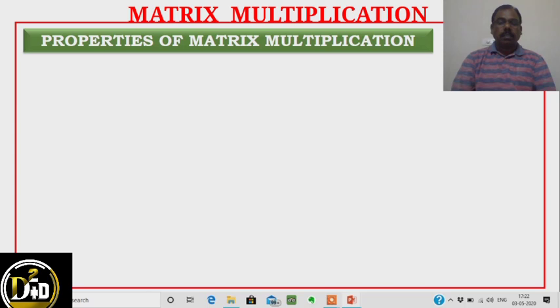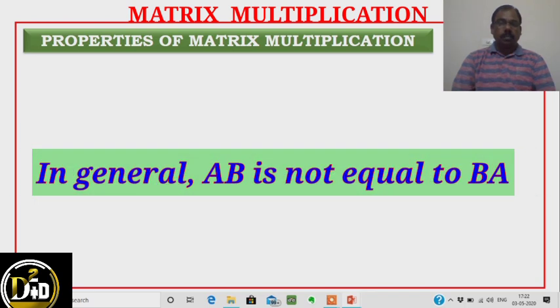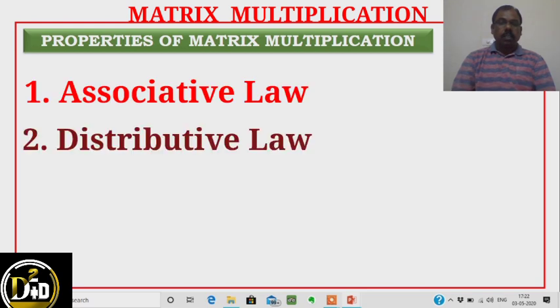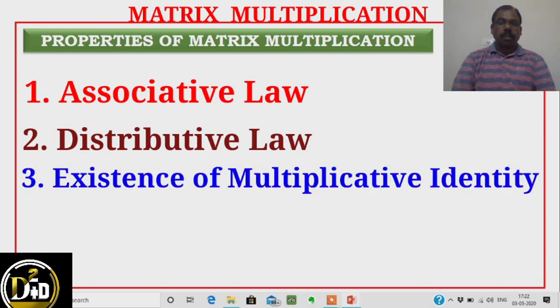Dear students, just now we learned how to multiply two matrices. We have also learned that for any two matrices A and B, A into B is not equal to B into A. Apart from this, we are going to learn a few more properties of matrix multiplication. They are associative law, distributive law, and existence of multiplicative identity.